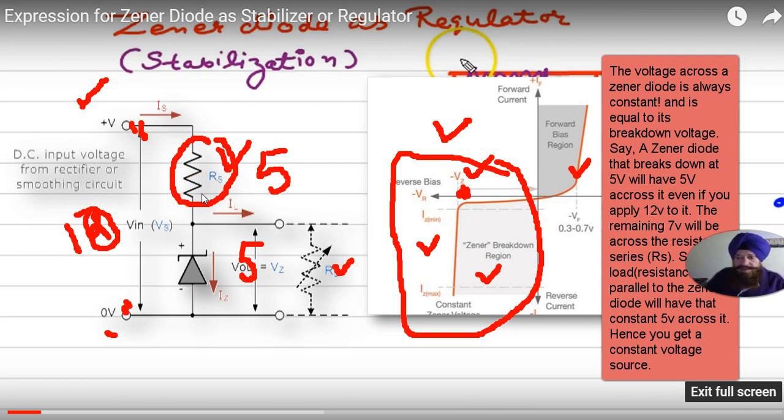So any load parallel to the Zener diode will have that constant voltage, 5 volt, across it. Hence we get a constant voltage source. This is how we understand the working of the Zener as a constant voltage source.